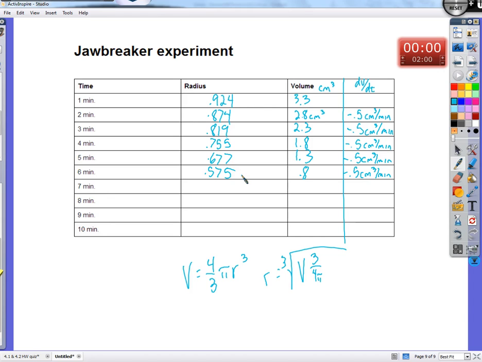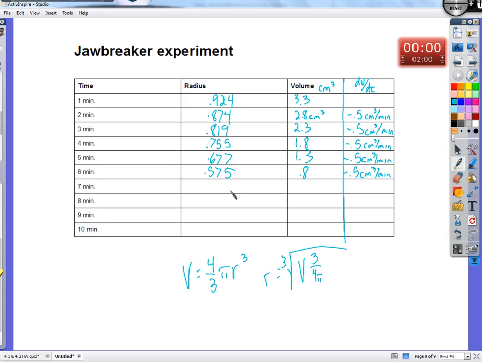Anyway, we're here. Okay, so the volume's changing consistently. Is the radius changing consistently? Yes. No. Find out. Close. It's close, but it's not.